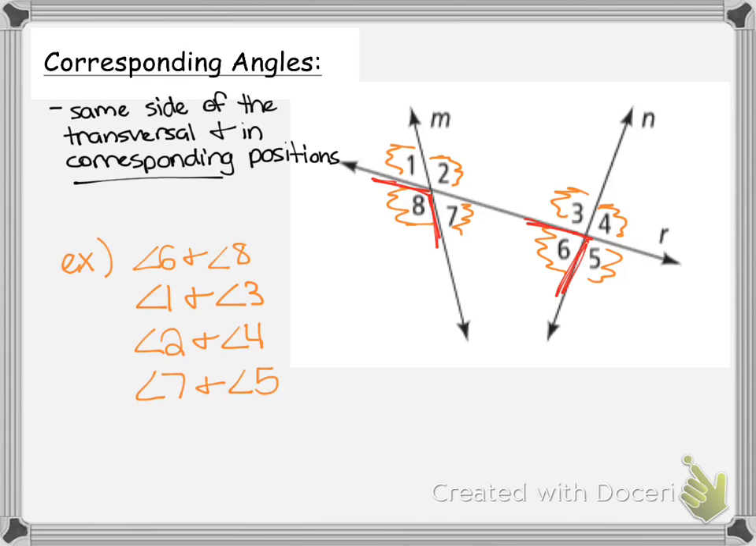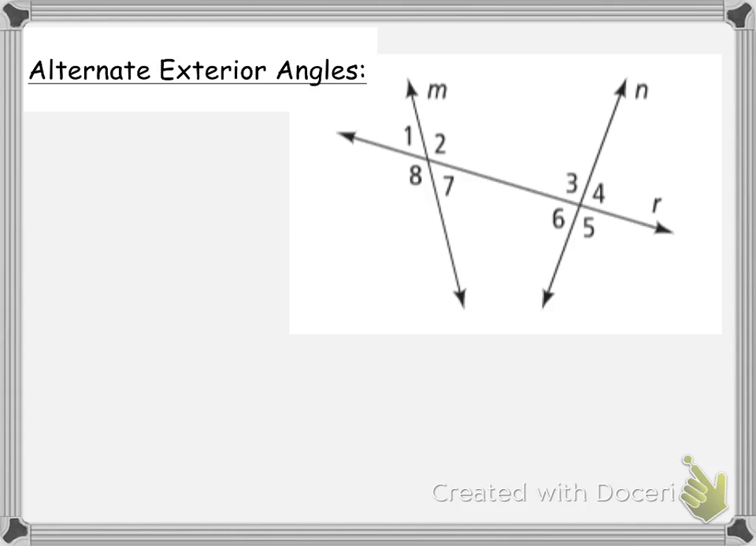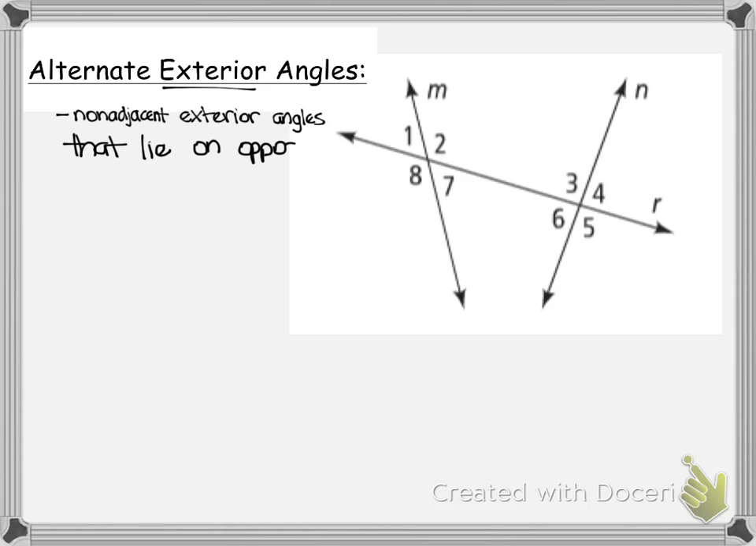Okay. The last type we're going to look at are alternate exterior. These are similar to alternate interior, except they are exterior to our lines. Okay. So a good definition for those would be non-adjacent, exterior angles, that lie on opposite sides of the transversal.